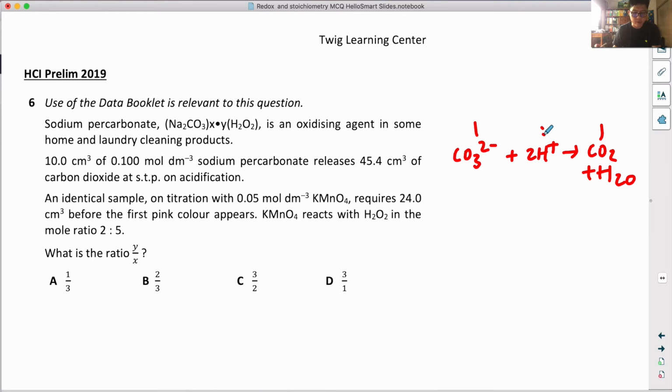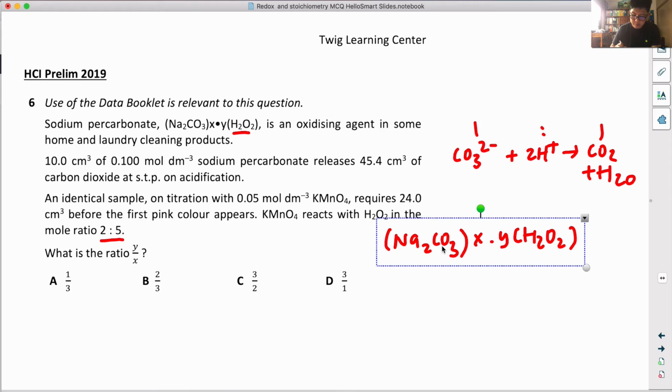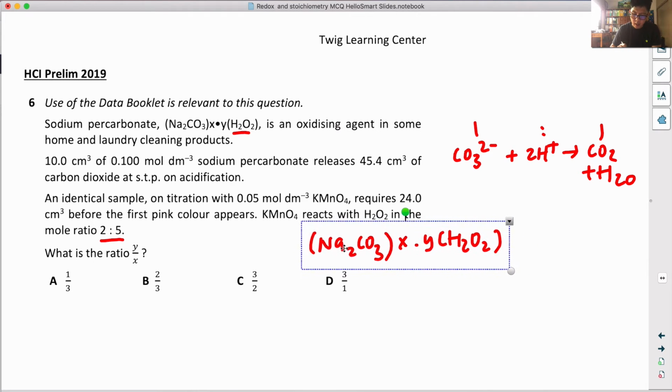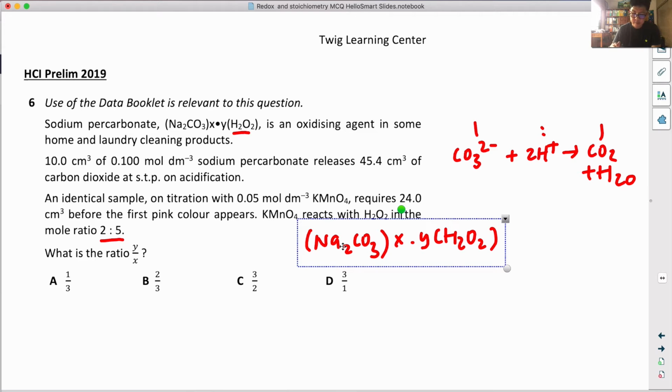An identical sample is titrated with KMnO4. It reacts with the H2O2. So KMnO4 is an oxidizing agent. It oxidizes the H2O2, and they tell you the mole ratio. What's the ratio of Y over X? Let's think through how we actually approach this question. So Na2CO3, X, dot Y H2O2.